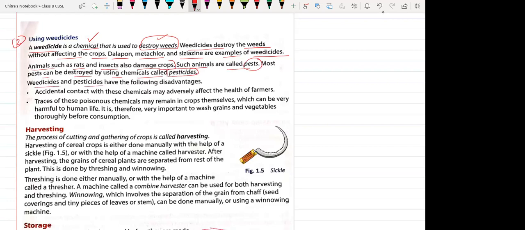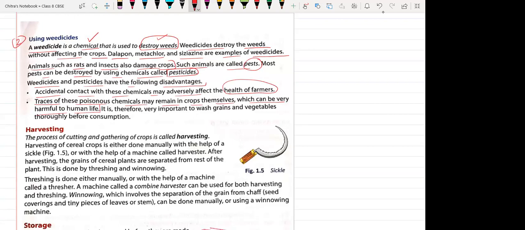Weedicides and pesticides have the following disadvantages. Accidental contact with these chemicals may adversely affect the health of the farmer and other animals also. They are poisonous. Traces of these poisonous chemicals may remain in the crop themselves, which can be very harmful to human life and other animals if they consume that.